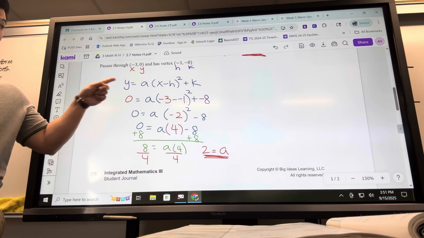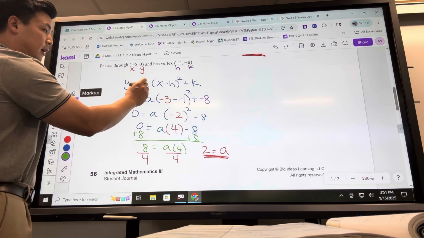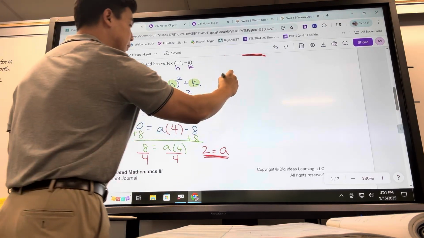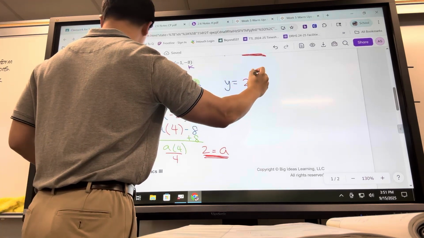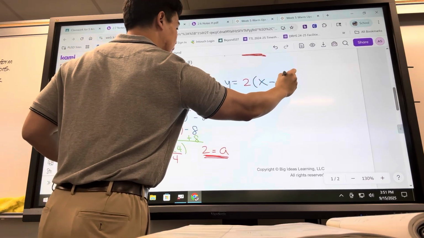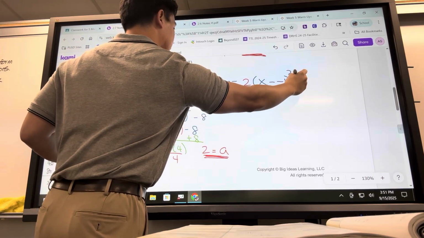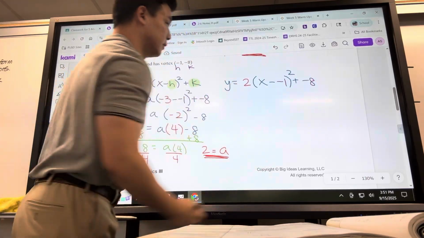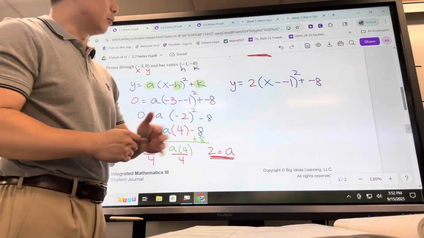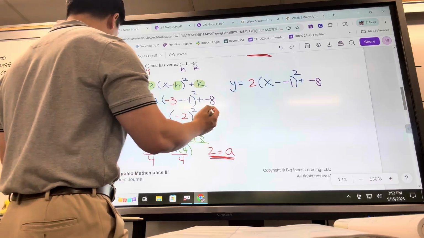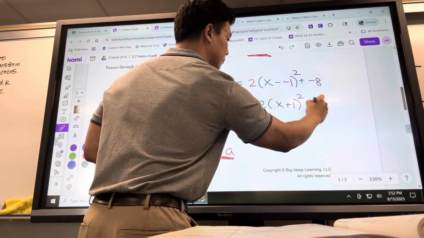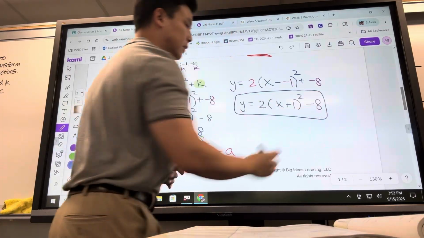Last thing we want to do is write our equation. So again, I'm just plugging in a, h, and k. So my final answer would be y equals 2 times x minus -1 squared plus -8. Again, I can clean this up a little bit. We can clean this up a little bit more. Again, this double negative becomes a positive. So we can say that y is equal to 2 times (x plus 1) squared minus 8. And that's our final answer.